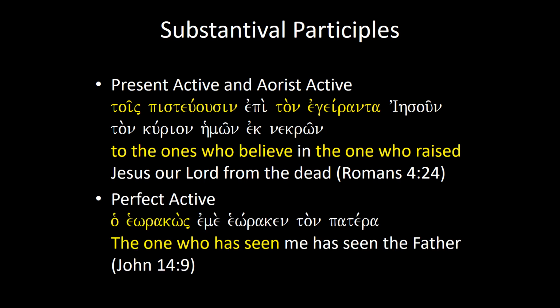Here's one that's perfect active. So we're going to have the have or has idea. Ha heorakos eme heorakin ton patera. The one who has seen me, that's the participle plus the me. The one who has seen me, then here's the verb, heorakin, has seen the Father. So this participle is acting like the subject. It's the subject of the verb, heorakin.